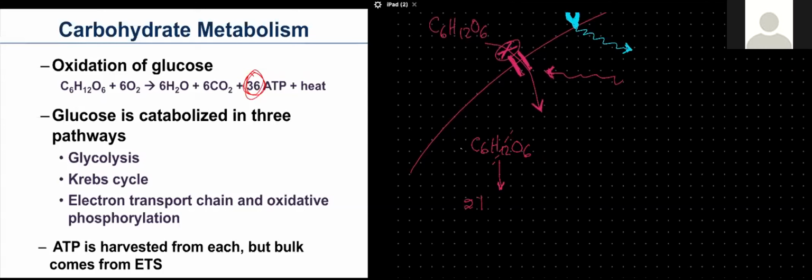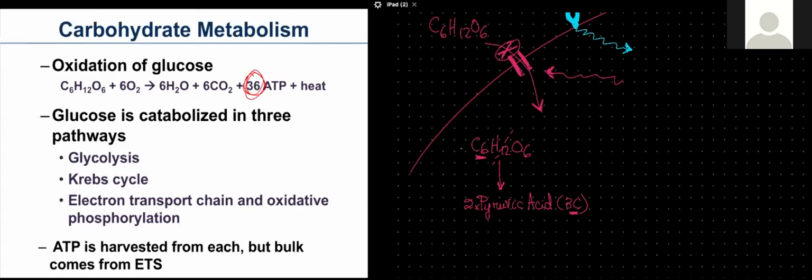Those are my pyruvic acids. Two pyruvate or pyruvic acids. Here, each one of them is going to be containing 3 carbons. So remember, glucose has 6 carbons. If you split the glucose into 2 halves, this is going to be 3 carbons each, pyruvate or pyruvic acid. This reaction is what we call the glycolysis.